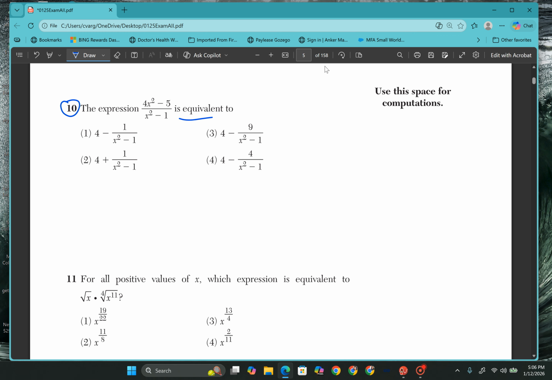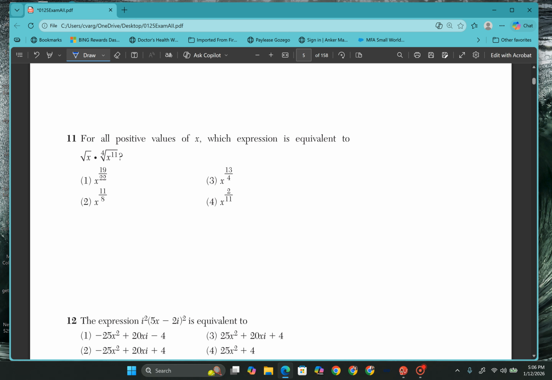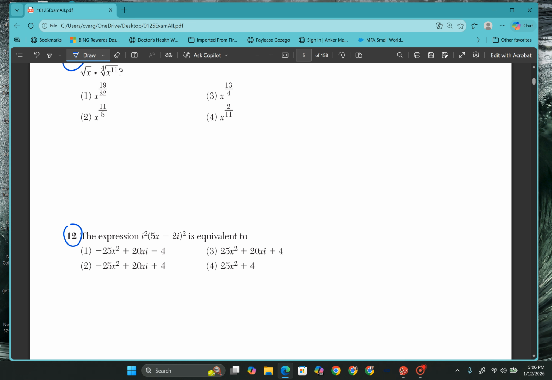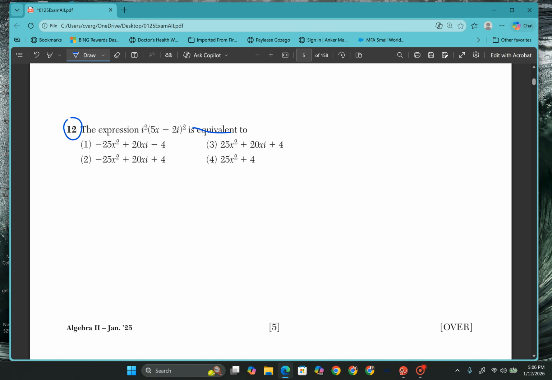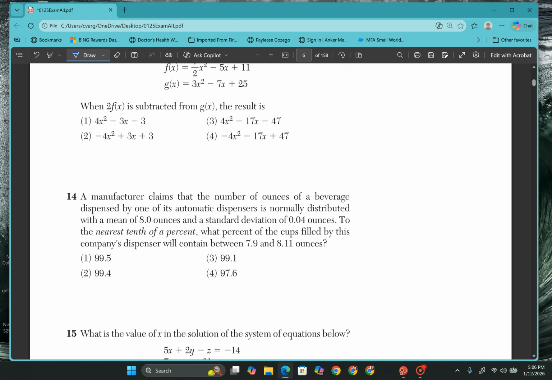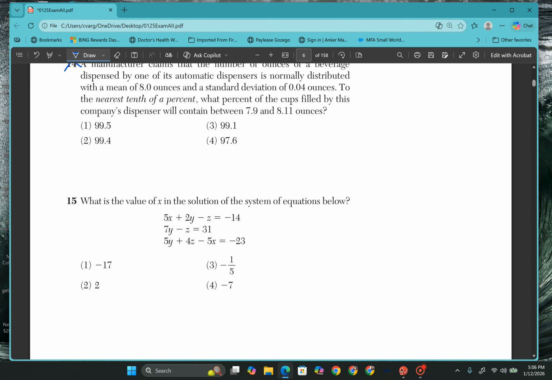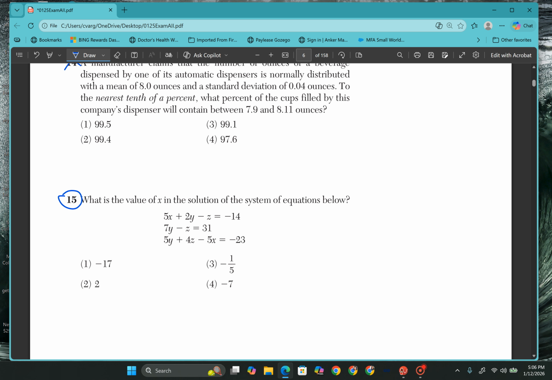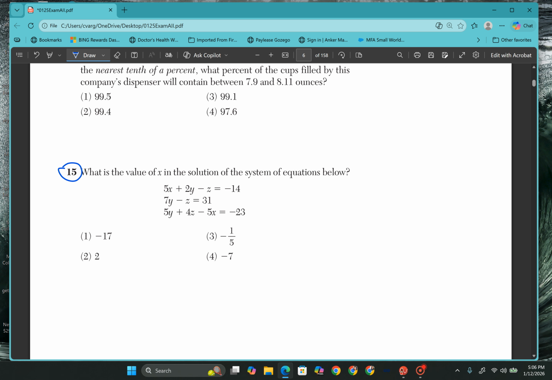Equivalent, cool, we could do that with the store button. Equivalent again, do you see this? Equivalent again, simple. Subtracted from, we've done this before. We have not done standard deviation specifically, but you should be able to make a good guess, but I won't count this. This is using the graphing calculator. 100% you could do that.